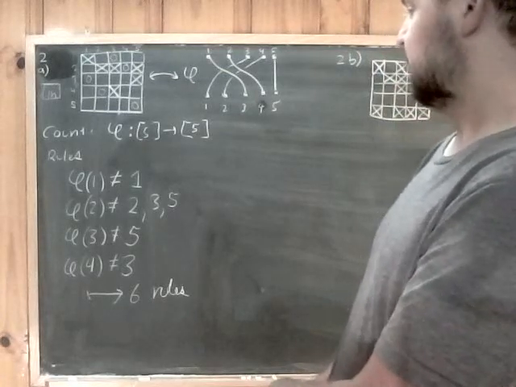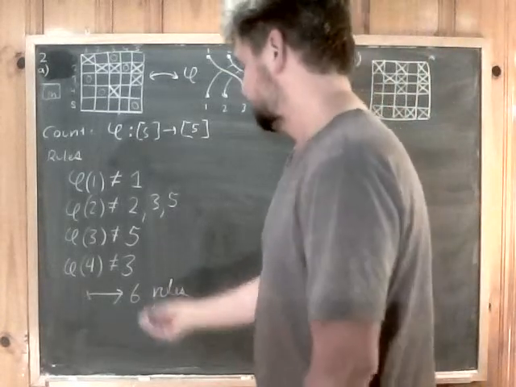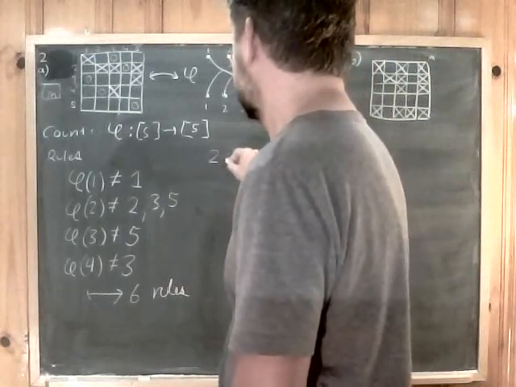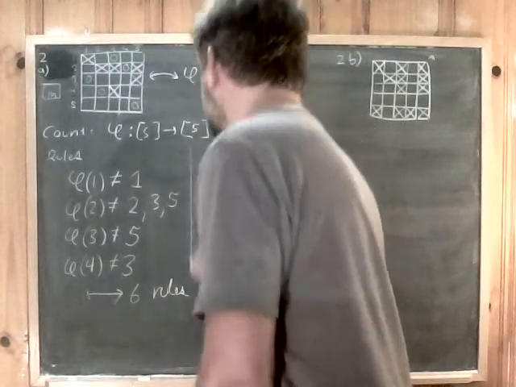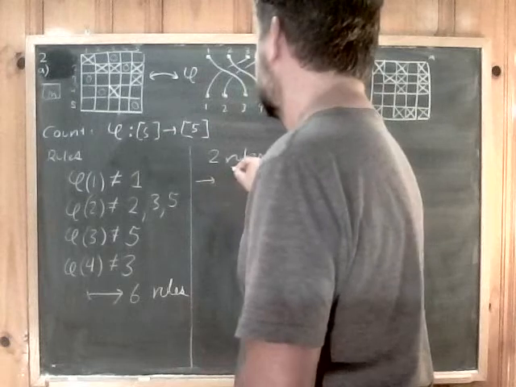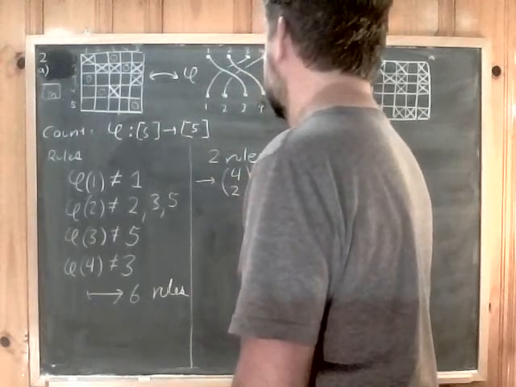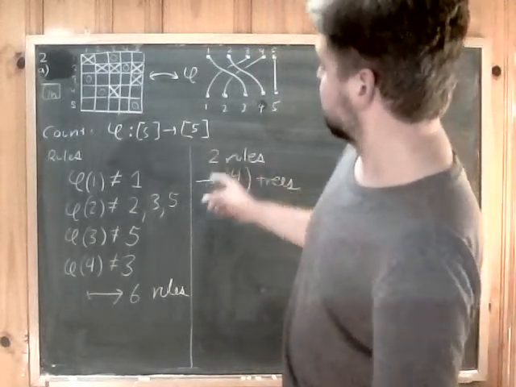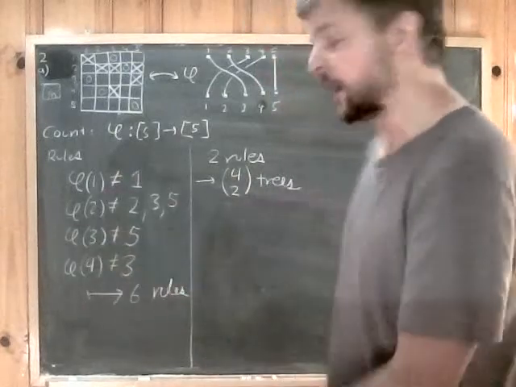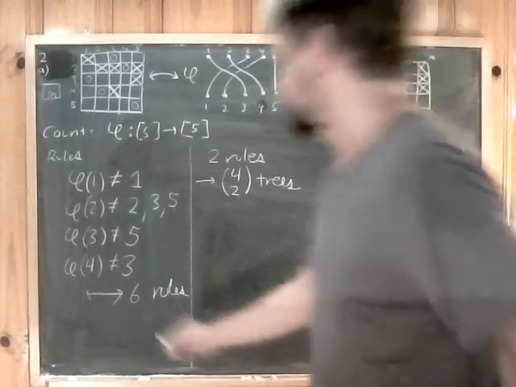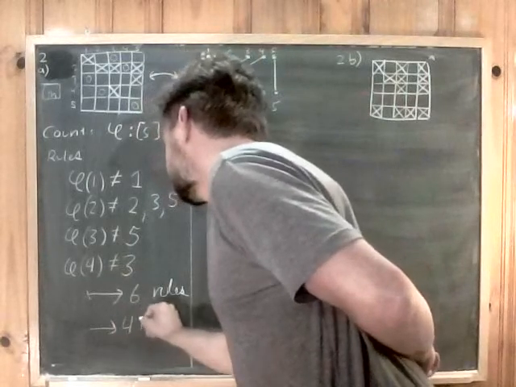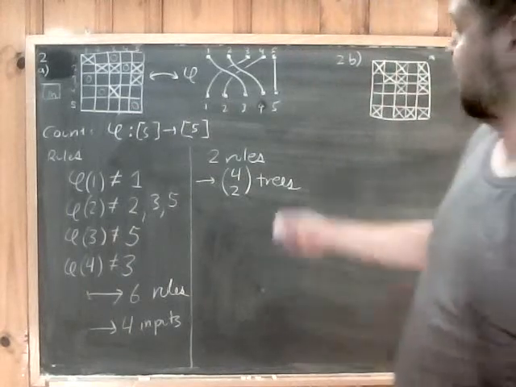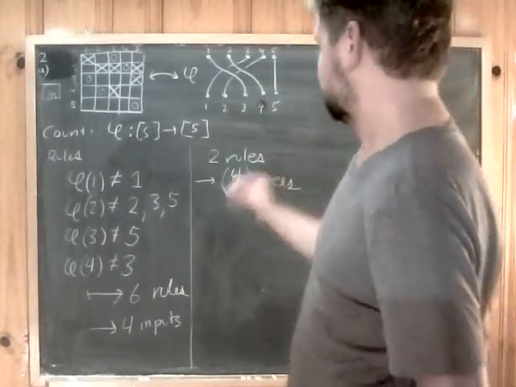But numbers of trees are nice to know. So breaking 2 rules, I'll need trees for those. Two rules would be 4 choose 2 trees. So why are there 4 choose 2 trees? Because to pick 2 rules, I need to pick 2 out of the 4 inputs to break. There's only 4 inputs. You can write that down here as well. The 6 rules involve 4 different inputs. So there'll be 4 choose 2 trees to get 2 rules.